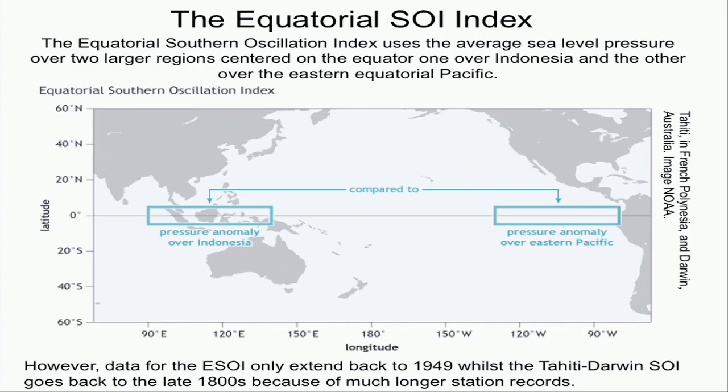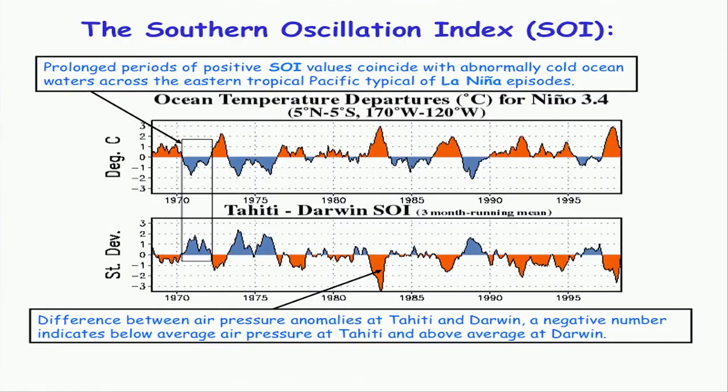So, due to its longer records, the Tahiti-Darwin SOI is actually still used to represent ENSO in historical data sets and to compare with more modern data sets as well, just to look at the frequency and the cycles of these events. And if we actually look at the Tahiti-Darwin SOI index, you can see here how we interpret them.